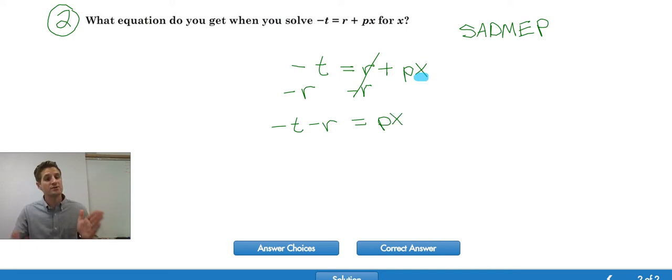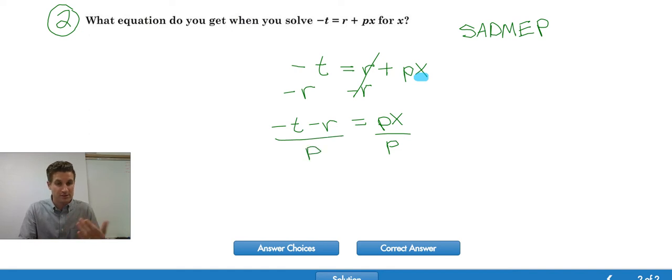Then we see that p is right next to x, so they are multiplying. So we are going to go ahead and divide by p. And I'm going to divide this side by p. Whatever we do on one side, we do the other. This will cancel. And we'll get x equals negative t minus r all over p.